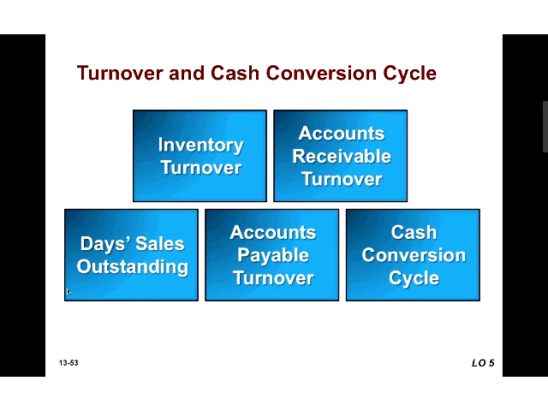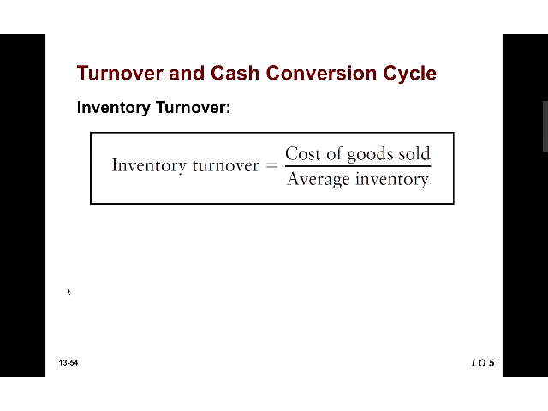Okay, so let's go next to turnover and cash conversion cycle. With this, we have 5 ratios: inventory turnover, accounts receivable turnover, days sales outstanding, accounts payable turnover and cash conversion cycle. We're going to go over each one of these. Inventory turnover, again, the ratios are listed on the exam reference sheet. They're also listed on the PowerPoint slides that you can download.